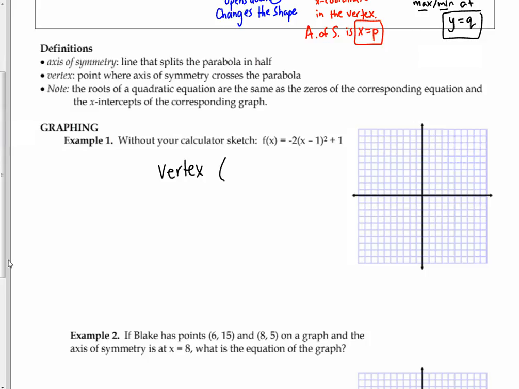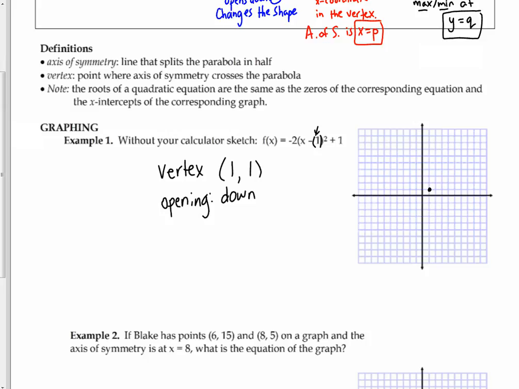Is it negative 1, 1? Good. 1 and 1. Remember the p value is the opposite sign, because it's x minus p, so p is just the 1. So our vertex is at 1 and 1. Let's start there. Now, opening is going to be down. So we know we're opening down.